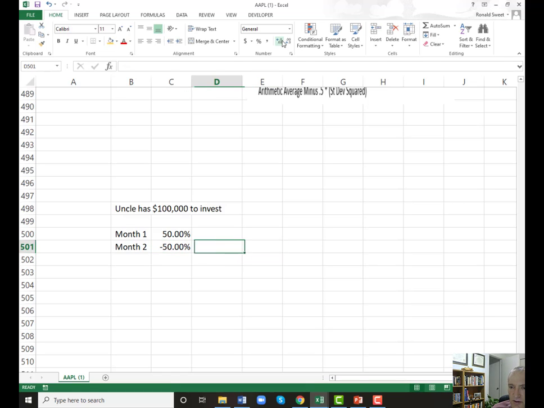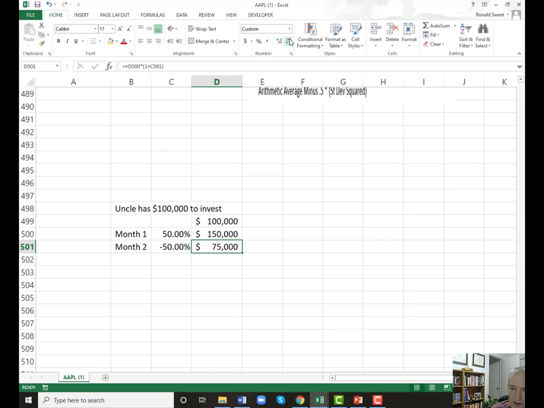All right, so how did your uncle do? Well, he started with $100,000. At the end of the first month, you took that $100,000 and you added 50%. So you multiply by 1 plus 50%. So at the end of that first month, you have $150,000. Then you go to the second month. The second month, you start with $150,000, but you lose 50%. So now you have $75,000.